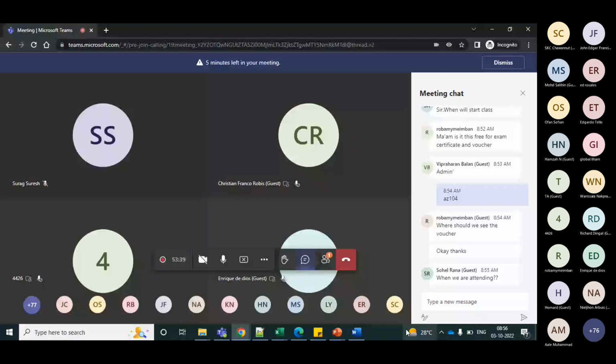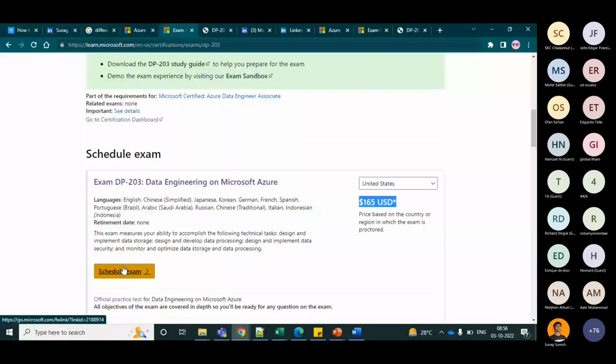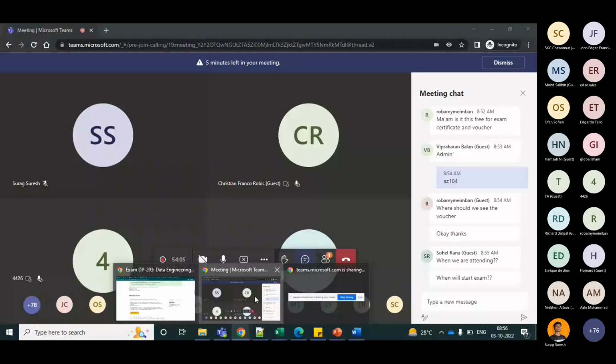You need to schedule the exam, so it's up to you which date. You need to plan when you are scheduling the exam. At that time, you are going to specify on which date and which time, and at which place you want to give the exam. So it's up to you. As per your convenience, you need to choose the time, place and date. Once you schedule, you are going to provide all these details.